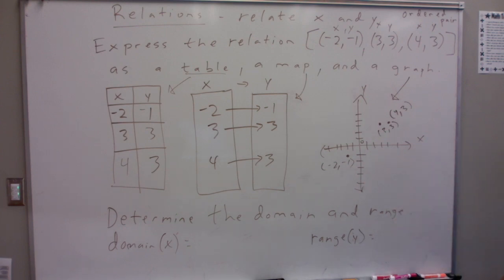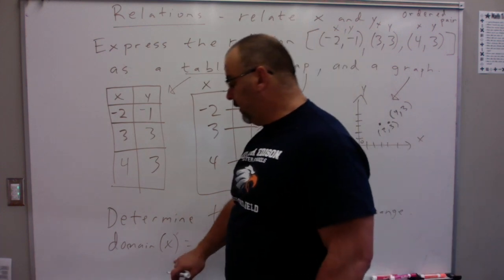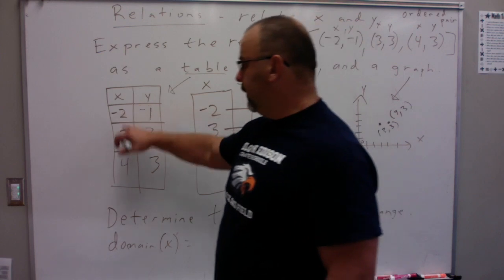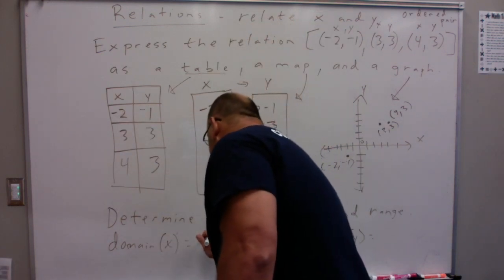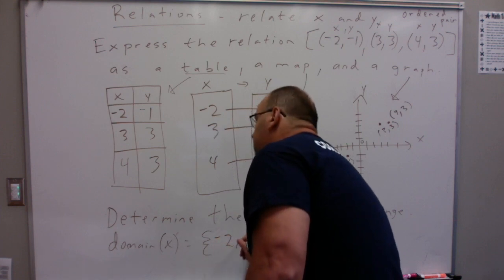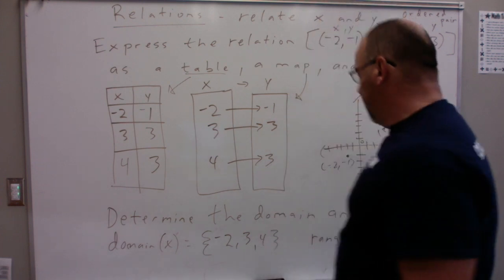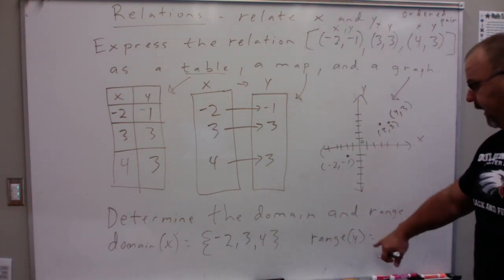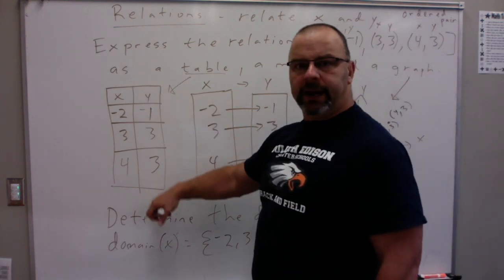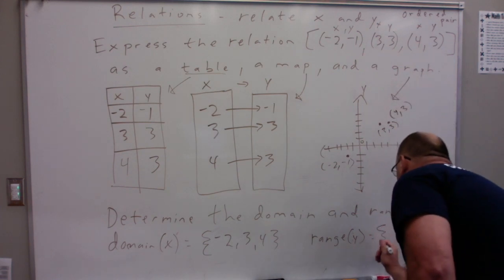Okay. Now, we're going to determine the domain and the range. The domain is all the x values. Where can I find all the x values? Oh, I put them in a table over here. So the domain is this set right here, which is -2, 3, and 4. Okay? And then the range is all the y values. Where can I find the y values? Oh, right here under the y column. -1, 3, and 3.